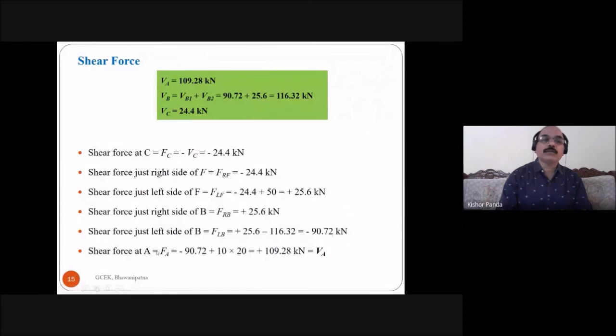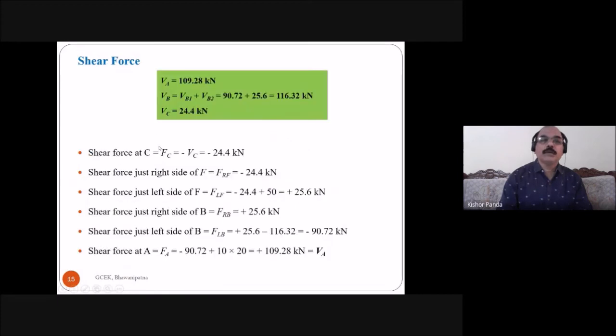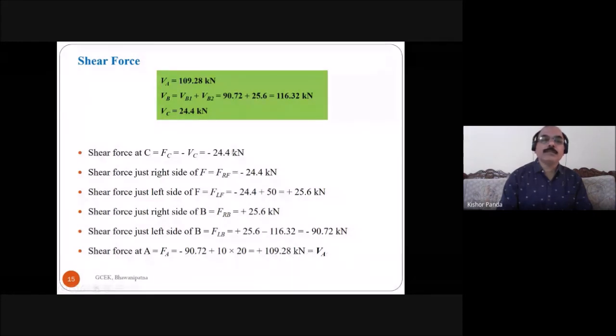Then what is the shear force at A? This is the UDL, so this is a downward force. You have to take this as positive: 10 into 20 minus 90.72 plus 10 into 20. So this is equal to 109.28 kilonewton. The shear force at A is equal to the reaction at A. These are the different values of shear force at different positions.